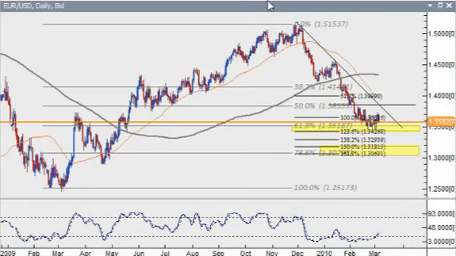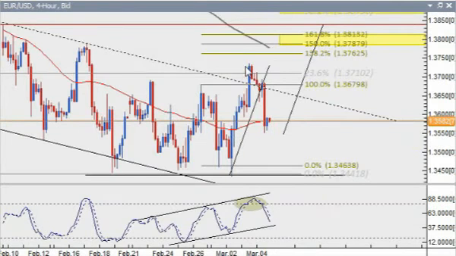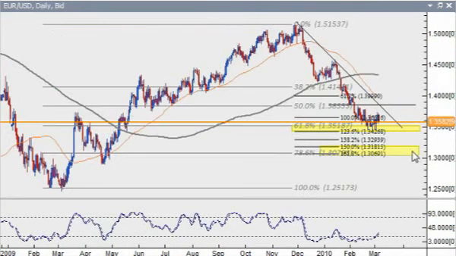Okay, so again, the market is ranging. In the short term, it looks like there could be another leg up to retracement level here. But if the market continues to come down, look for support at 1.3450. If the market breaks below that, then the next target is 1.31, 1.30.